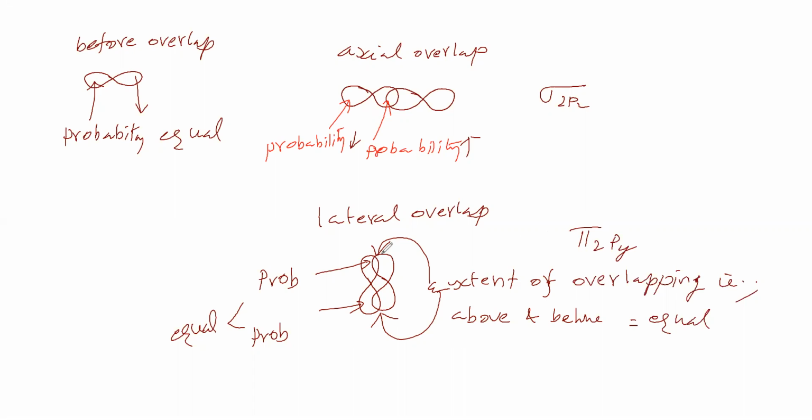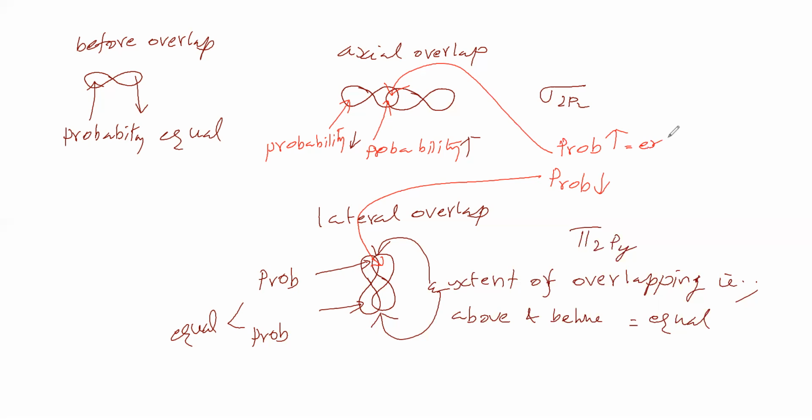Now we will see the probability in these two places. Let us compare the overlapping part probability. If you see here, probability is high, here probability is low. In this overlapping part, the probability of electron cloud will be low. In this overlapping part, the probability of electron cloud will be high.